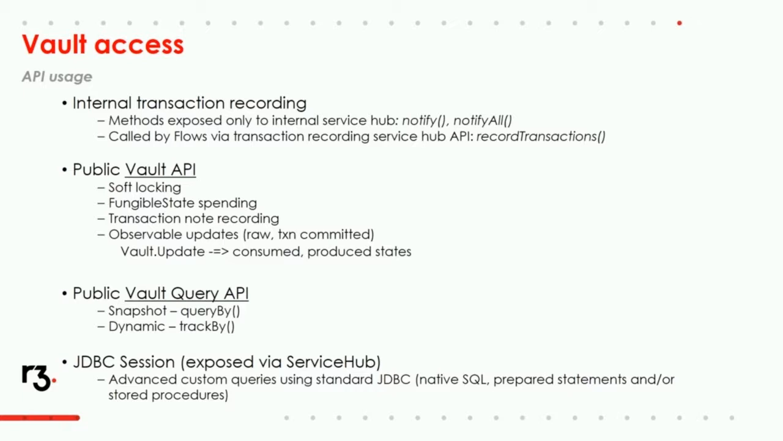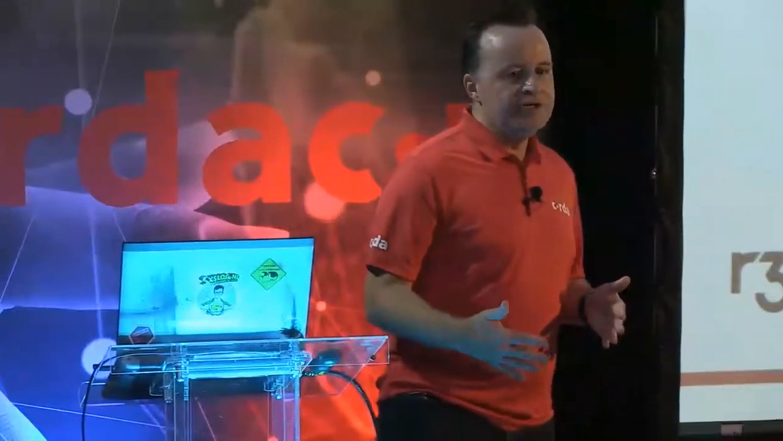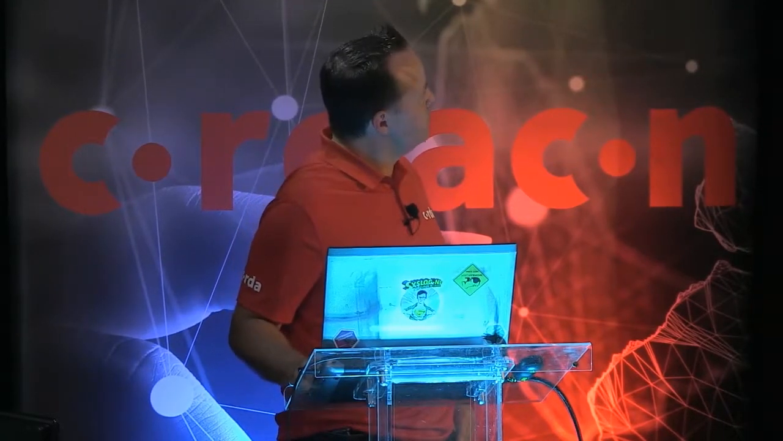And finally, for those Corda applications that really want to write custom SQL, the Vault API may not be able to accommodate complex joins across tables. So we have exposed the ability to obtain a JDBC session from the Service Hub API. Any of your flows or Corda services can write their own custom queries using standard JDBC. You can do native queries, native SQL, call stored procedures, call prepared statements, etc.